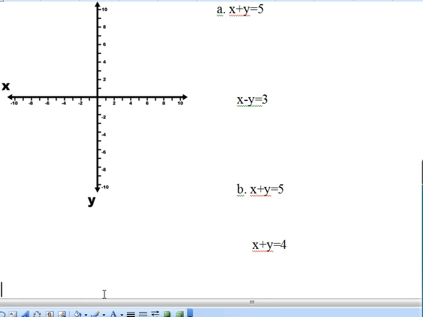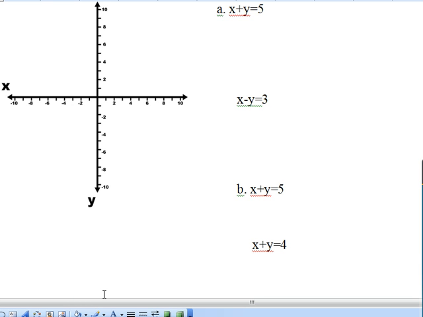So explain the difference between the following three systems. A says a system that is consistent and dependent. So a consistent system has at least one solution, and a dependent system has infinitely many solutions. So that's the difference, okay? And then B wants to know the difference between a system that is consistent and a system that is independent. So for B, a consistent system has at least one solution, and an independent system has only one unique solution, okay? And so that's the difference between those two.